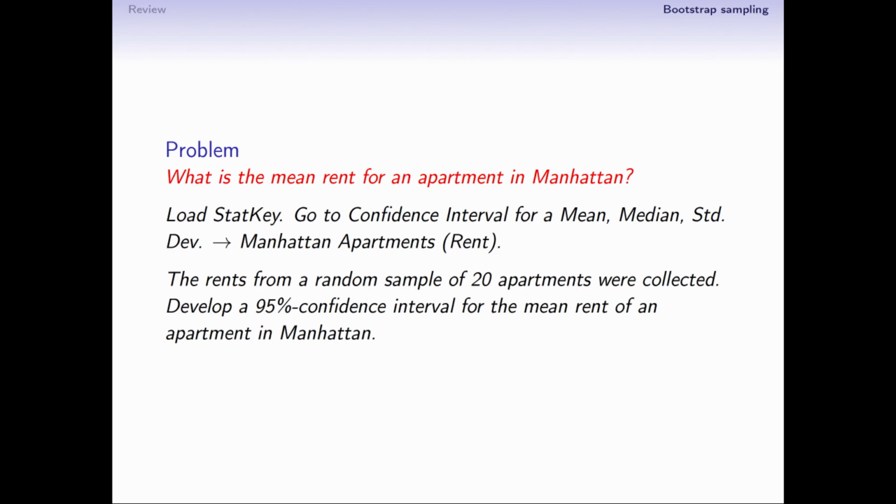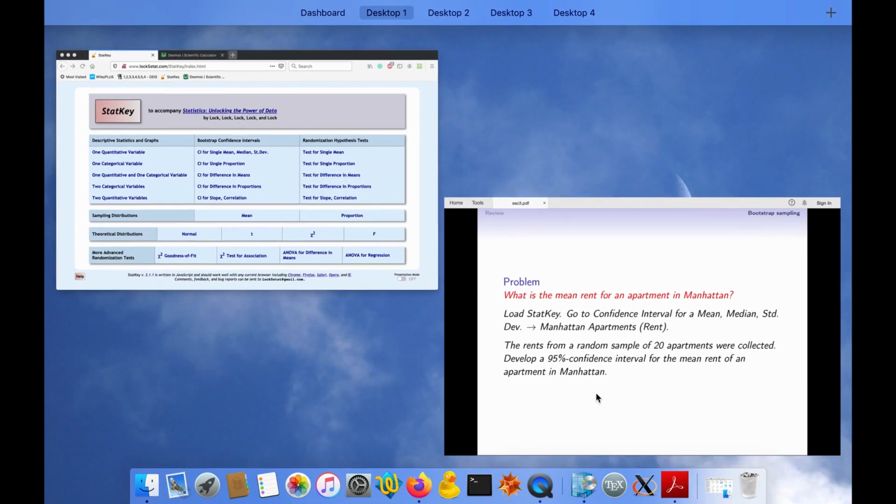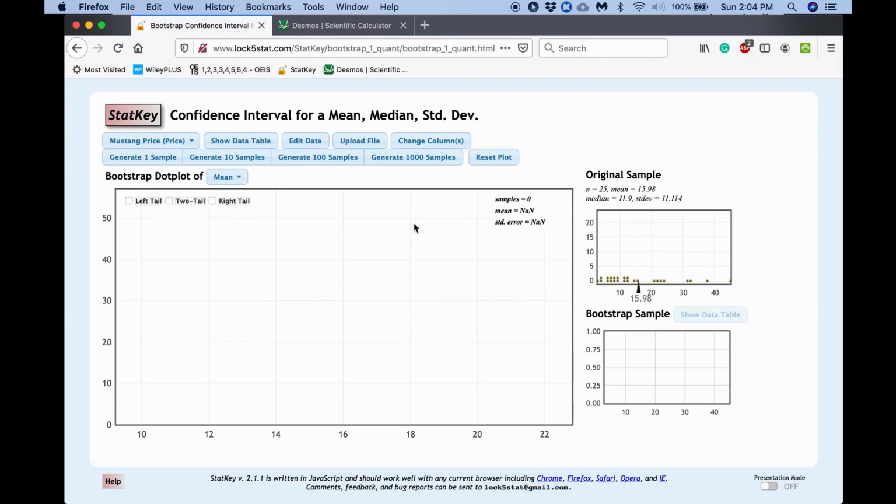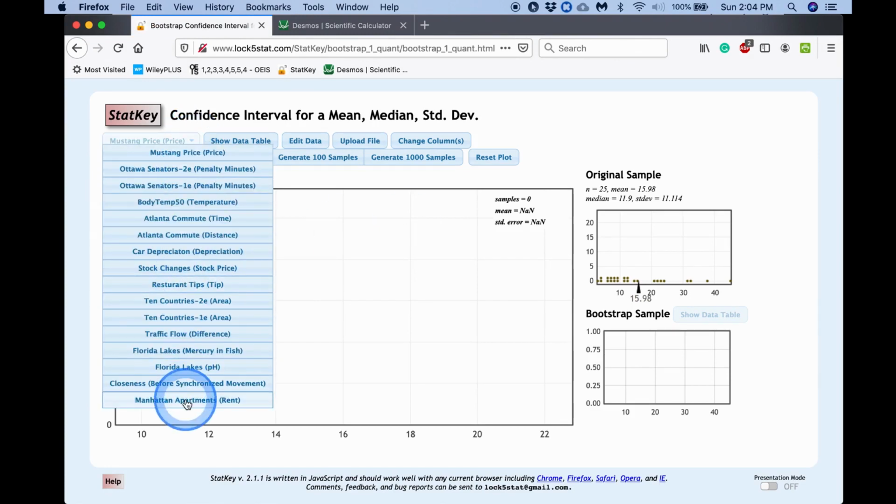The rents from a random sample of 20 apartments were collected, and we want to develop a 95% confidence interval for the mean rent of an apartment in Manhattan based on that sample using this bootstrapping method. So let's go to StatKey. We want to be in the bootstrap confidence interval section. In this case, we're doing a confidence interval for a mean, and we want to make sure we load the file Manhattan Apartments rent.